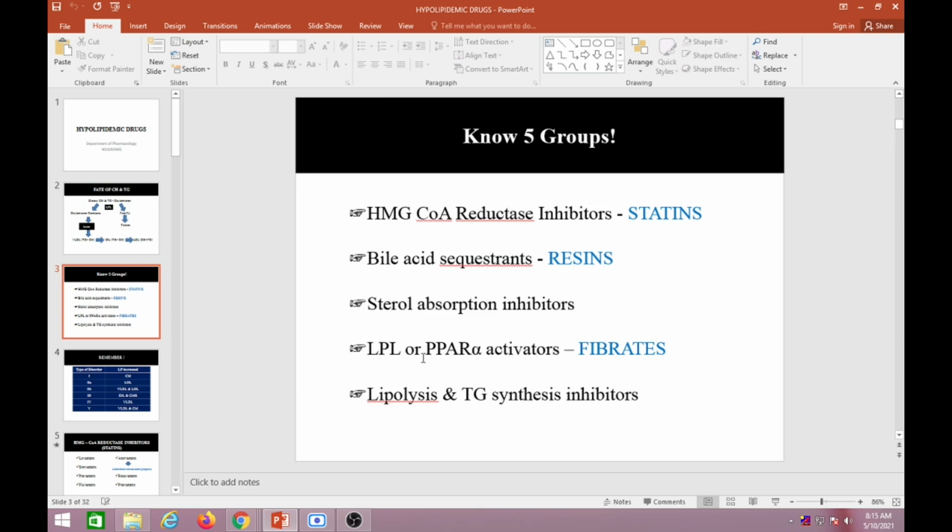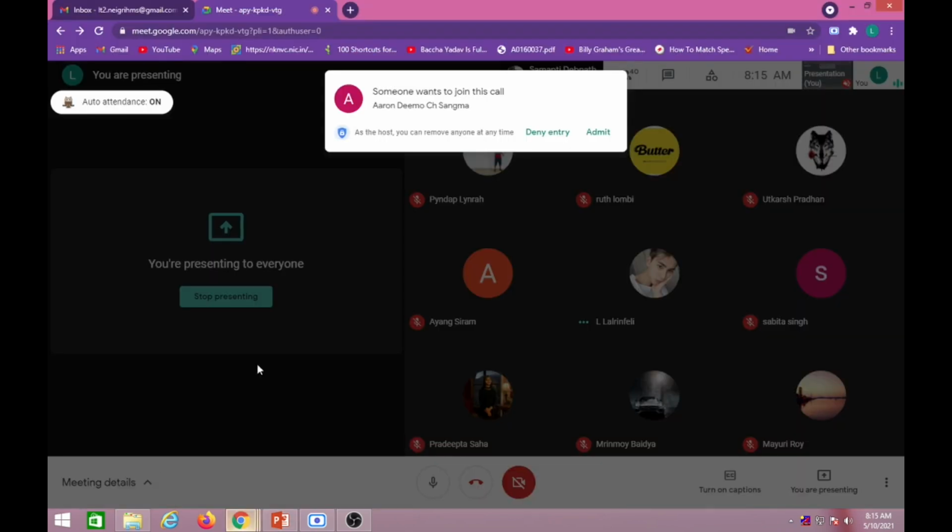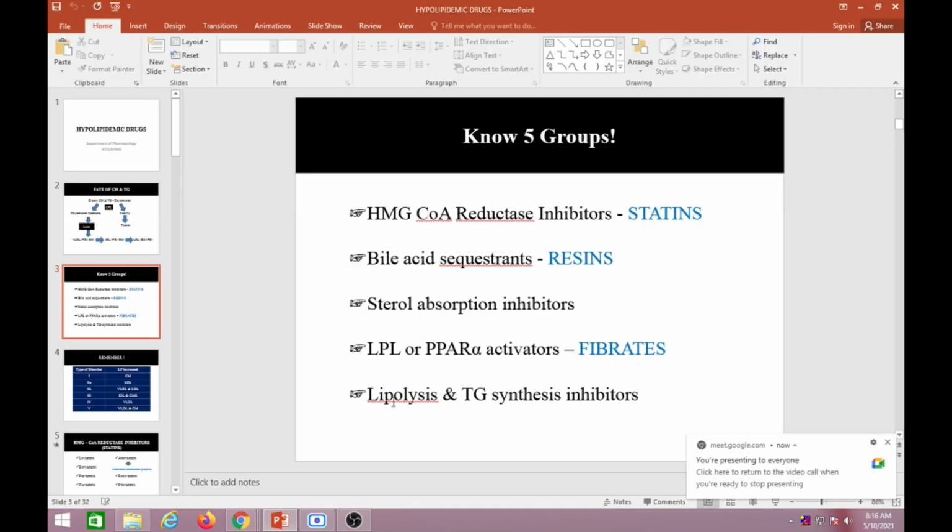They are the receptors which code for various lipoprotein receptors. These receptor activators, which are also known as fibrates, are very commonly used hypolipidemic drugs. And another one, a new category, is lipolysis and triglyceride synthesis inhibitors.